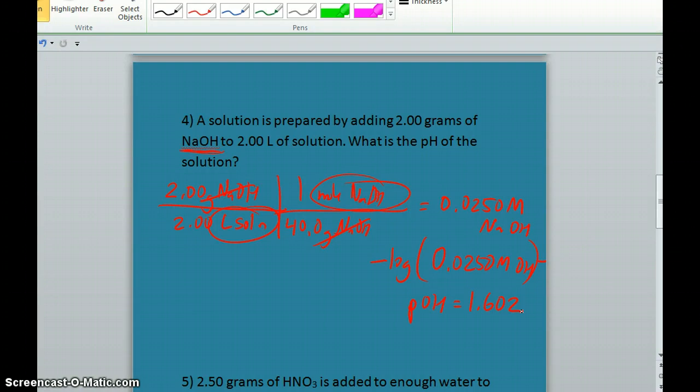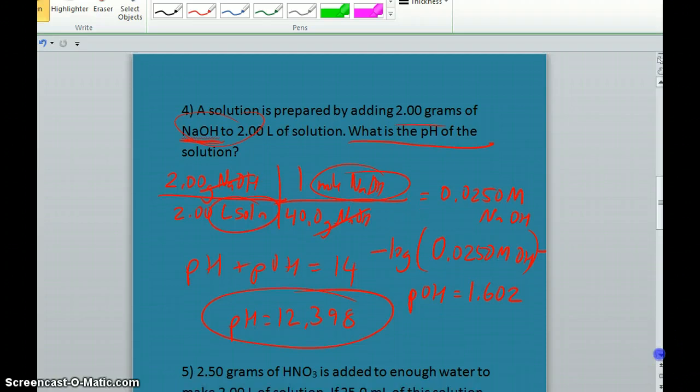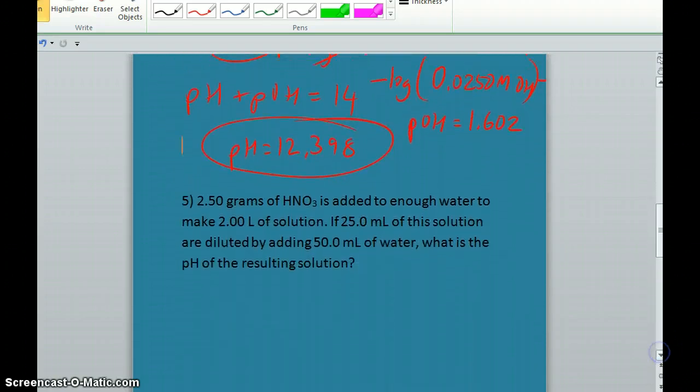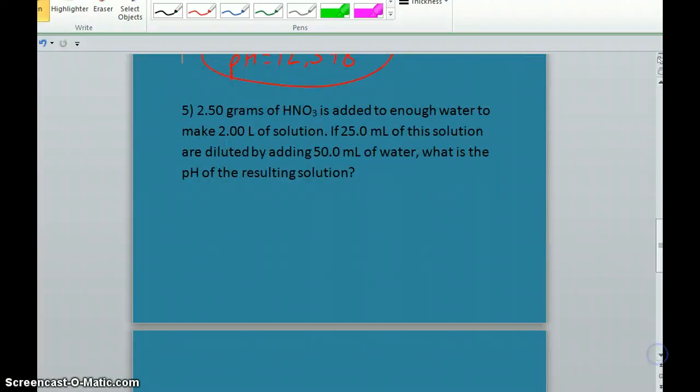1.602. Now I'll address the question, what is the pH? And since pH plus pOH always equals a constant, 14, then 14 minus pOH gives me a pH of 12.398. A very high pH, but that's expected for a strong base solution of significant concentration. Now, what about the next problem? And this lets us tie in some of the things we learned about dilution in addition to the problem.